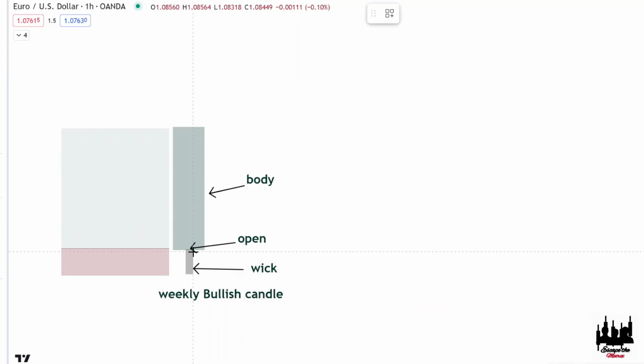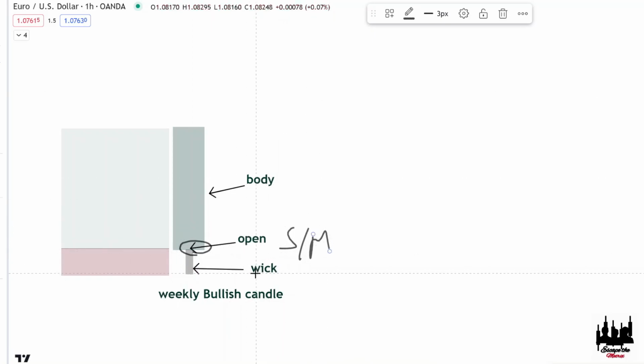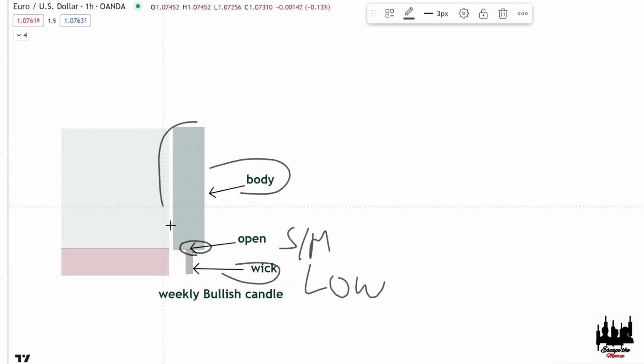Here we have our price open. This would be our Sunday and Monday, which is when the weekly candle opens. Here we have our wick, which would be the low of the week. And here we have our body, which is this entire thing, and this would be our expansion.